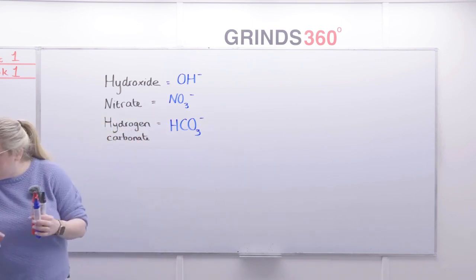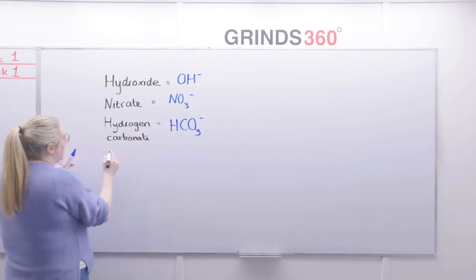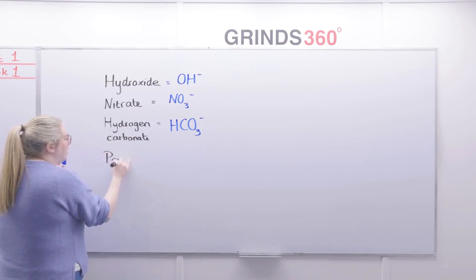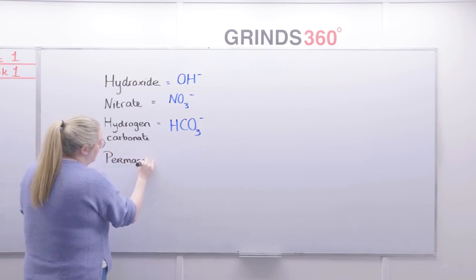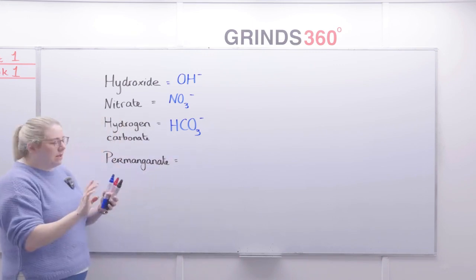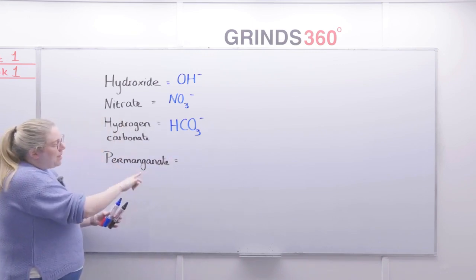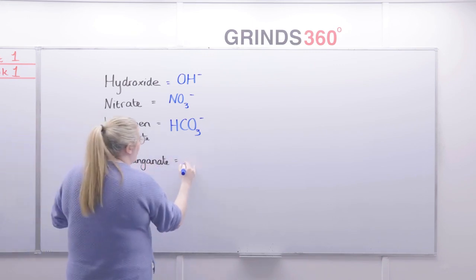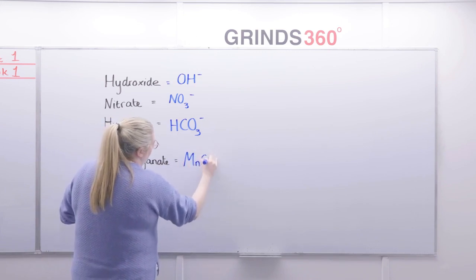The next one is permanganate. Now this you won't see a lot in 5th year unless you are unfortunate enough to do the redox titrations in 5th year, which I think is a little bit mean, but here we go. So permanganate, this is MnO4 minus.